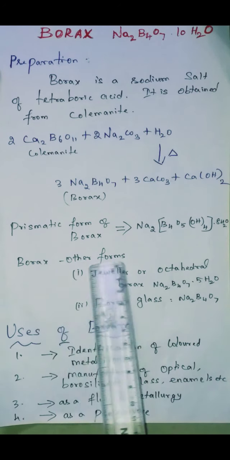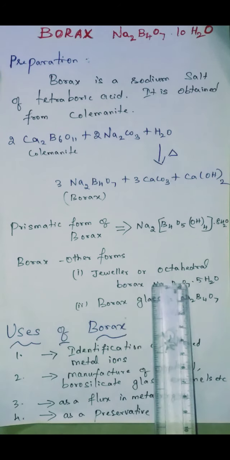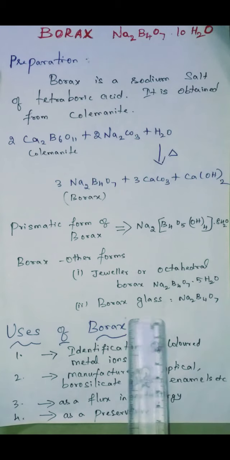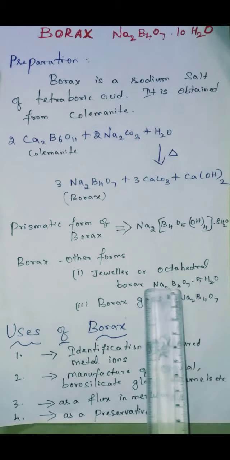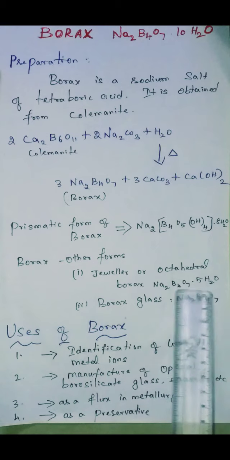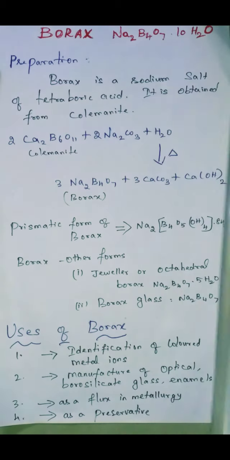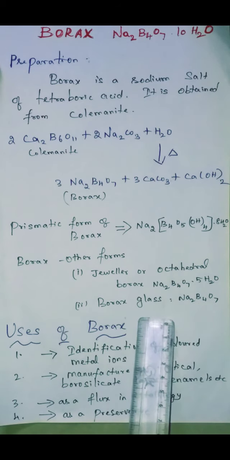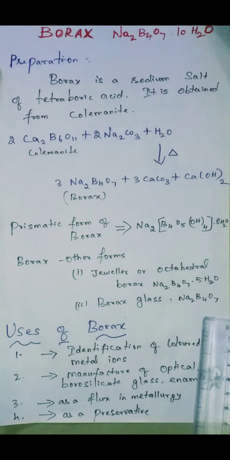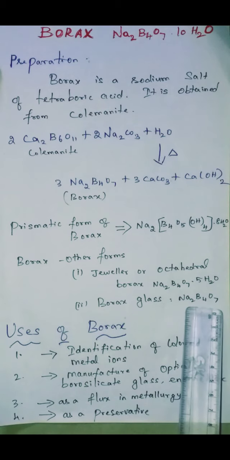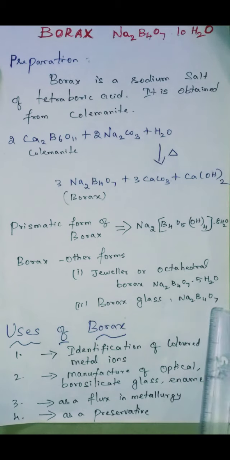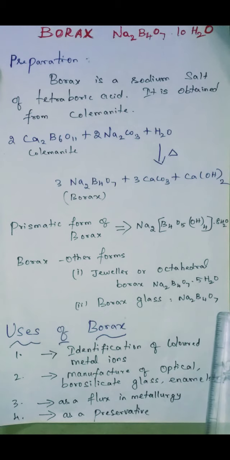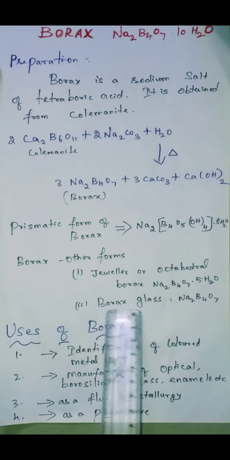Then what are the other forms of borax? Jeweller's or octahedral borax, or borax glass. Jeweller's or octahedral borax means Na2B4O7.5H2O instead of 10H2O. Borax glass means without any water molecule, only the sodium salt of tetraboric acid, Na2B4O7 alone. We call it borax glass.